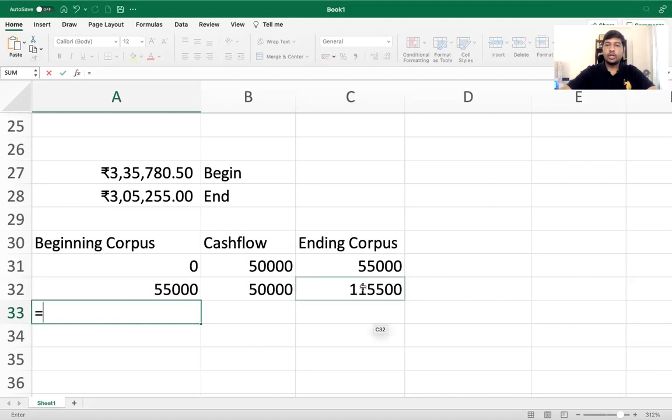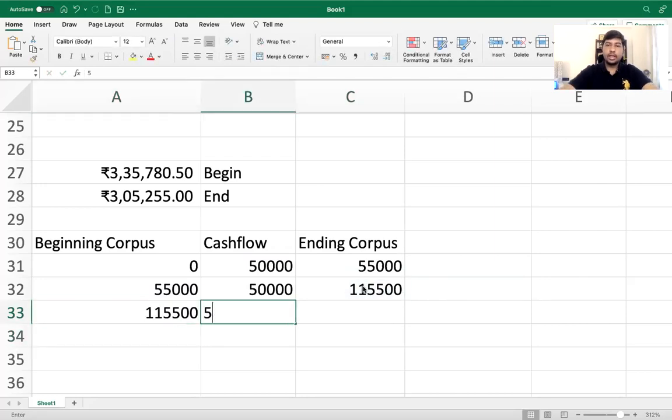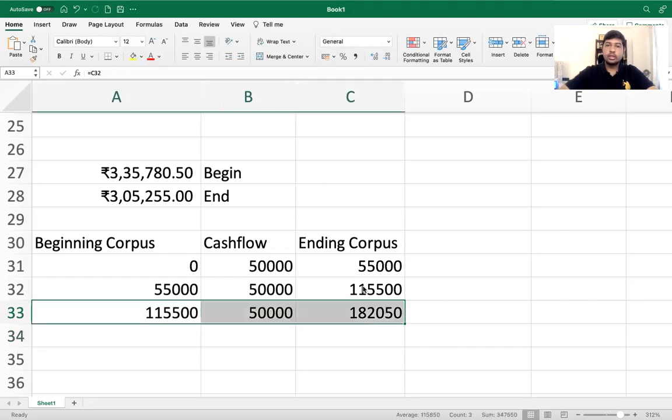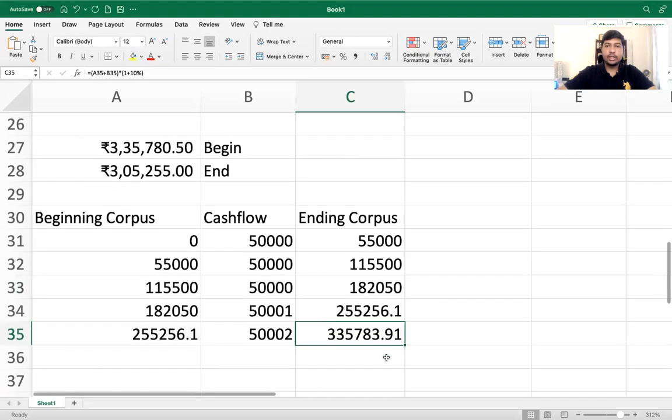Then end of 2 years, whatever is the value at the beginning of the third year. Again, you're putting some cash flow over here. Again, you are adding this plus this into 1 plus 10% and close. Okay. So you simply drag this for 2 more years, and this is how you're getting the answer.